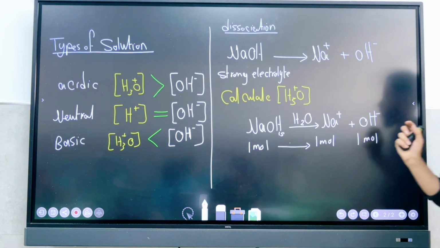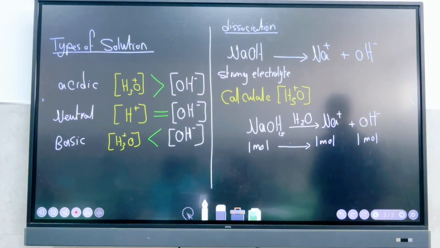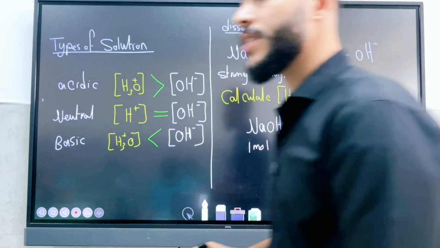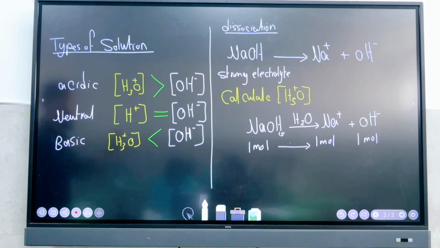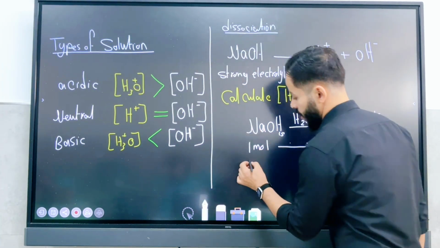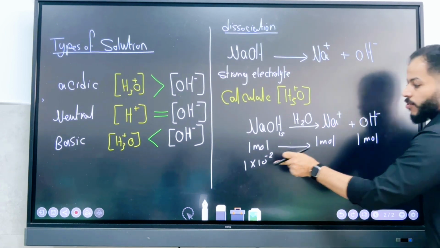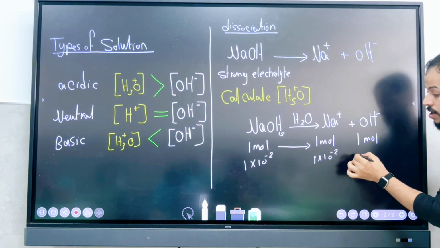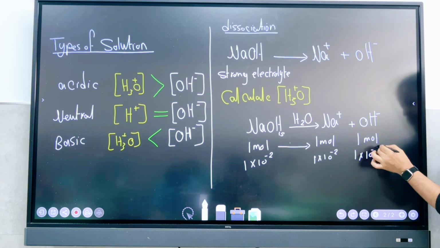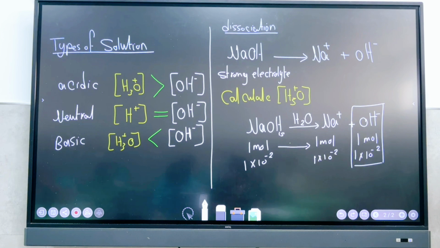So in the book, it gave you the concentration of the NaOH. How much? 1 times 10 to the power negative what? 2? Show me. Here. 1 times 10 to the power negative 2. So if I ionize NaOH with a concentration of 1 times 10 to the power negative 2, this means it produces sodium, 1 times 10 to the power negative 2, and also hydroxide, 1 times 10 to the power negative 2. And this is what I need: the concentration of the hydroxide ion.